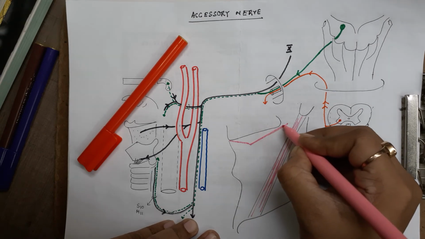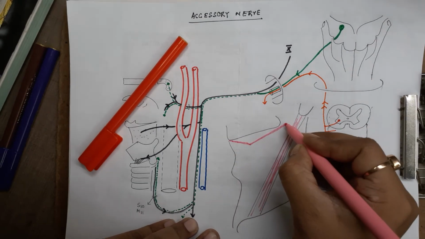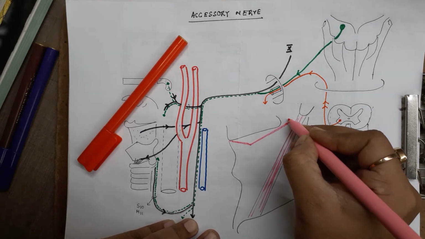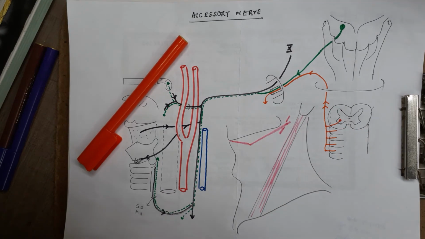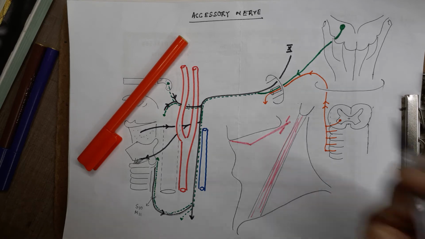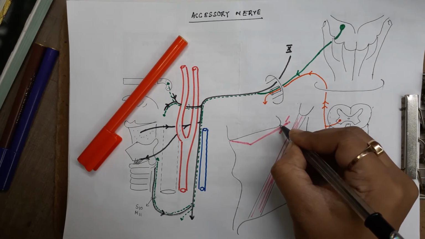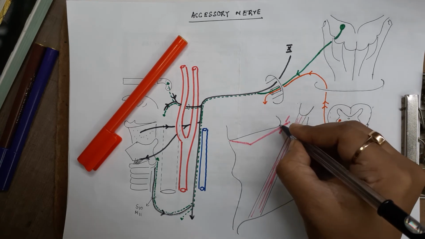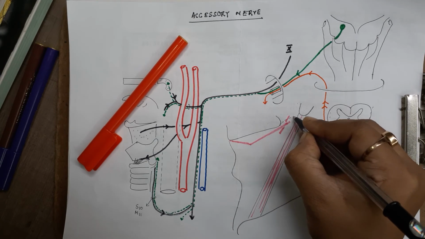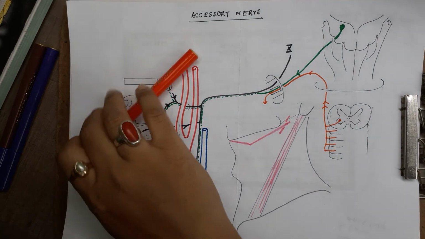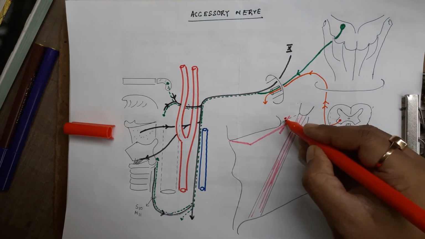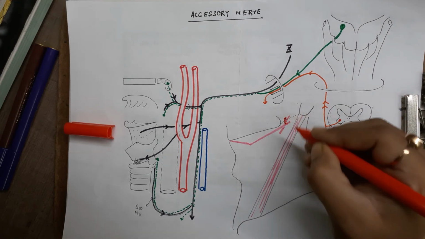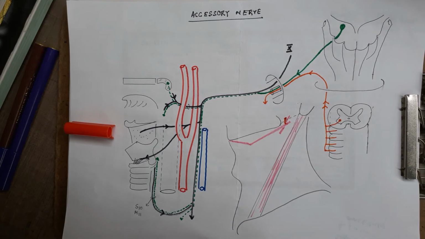This will be the posterior belly of the digastric muscle, and here we also expect the stylohyoid muscle. From the angle of the mandible to the mastoid process, if we take an imaginary line, first let us take the midpoint of the imaginary line. The spinal accessory nerve first appears here. So here it appears in the digastric triangle.